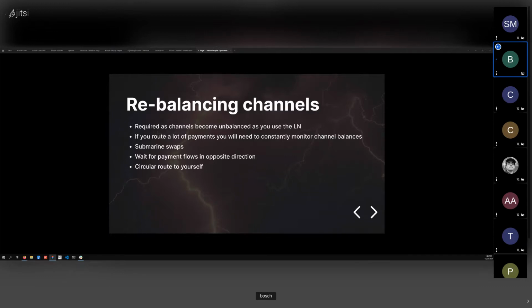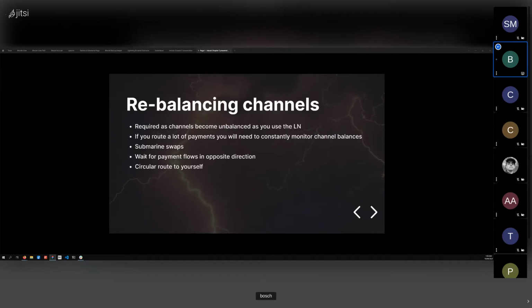An interesting one that was mentioned that I wasn't that aware of was circular routing to yourself. So you can send payments within your own channels. I think Ride the Lightning is a graphical user interface that has that as well. You can wait for payment flows in the opposite direction.